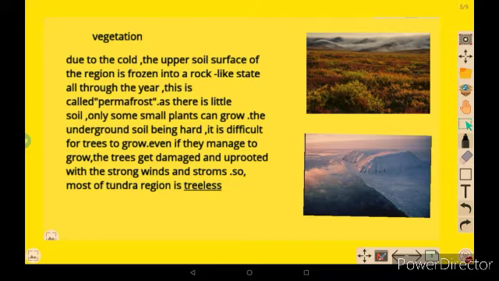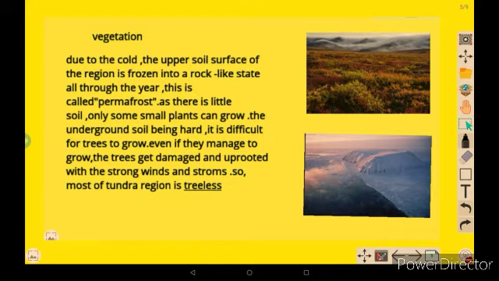It will be uprooted. Uprooted means cut off. It will fall down because of the strong winds and storms. So here at the last, because of this little bit of sunshine, so much of the tundra region is treeless. So let's go to the next one.